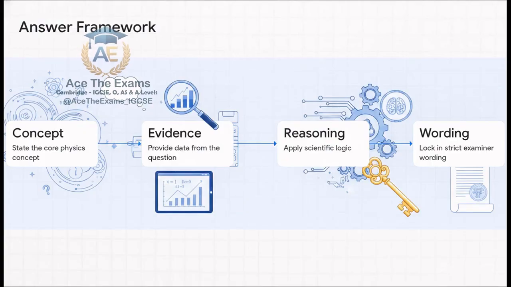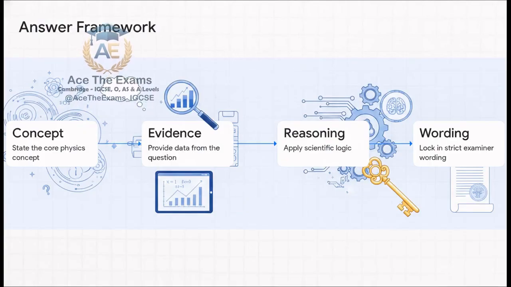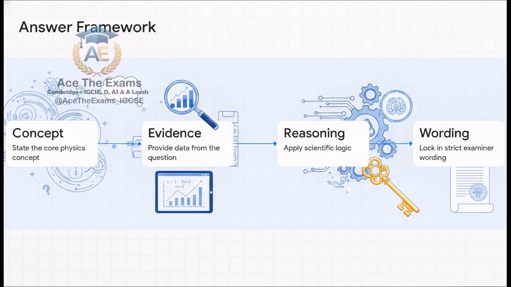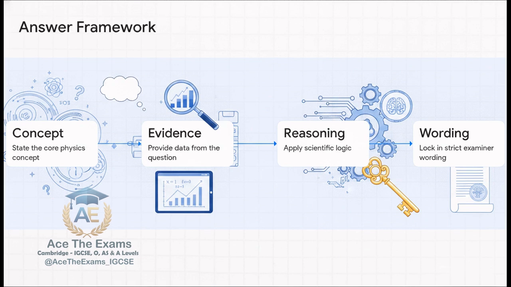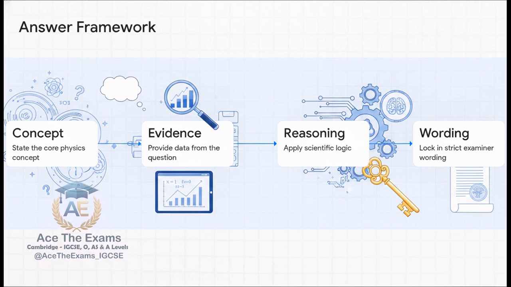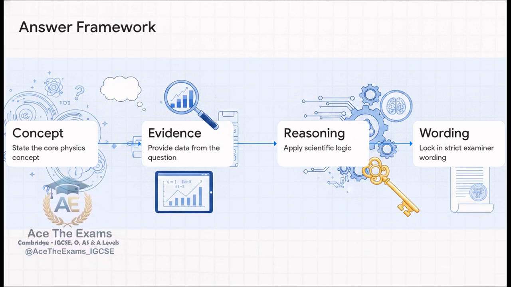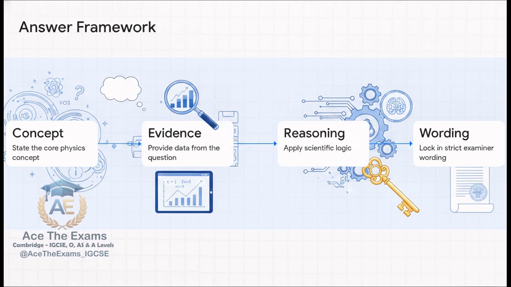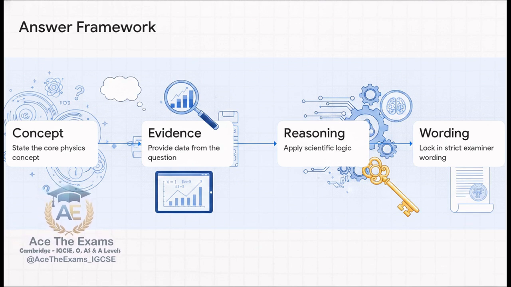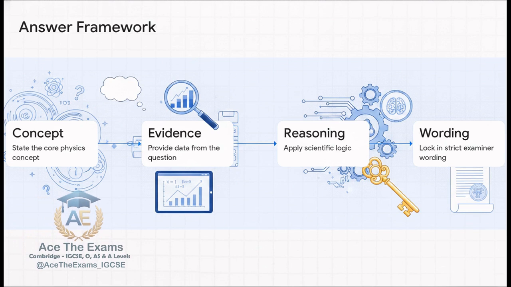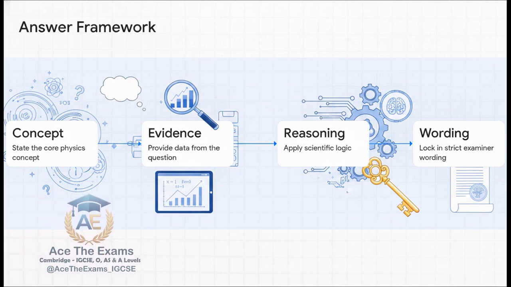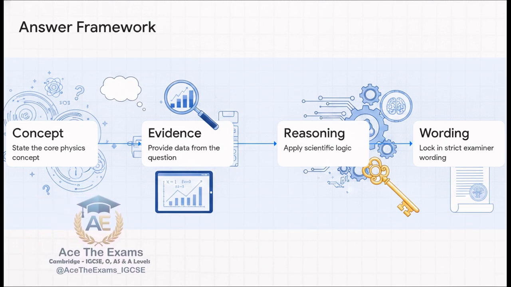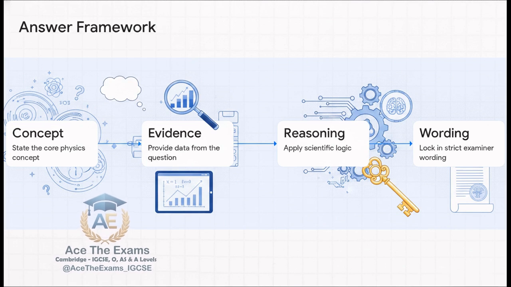To execute this mark scheme thinking perfectly, our source material outlines a highly effective 4-step answer framework. It goes like this. Step 1. State the core physics concept clearly and concisely. Step 2. Provide the evidence or data directly from the question prompt. Step 3. Apply your scientific reasoning to logically connect that concept to the data. And finally, Step 4. Lock it all in with strict examiner wording. If you follow this blueprint religiously, you are virtually guaranteed to capture the highest possible marks in your optics answers.